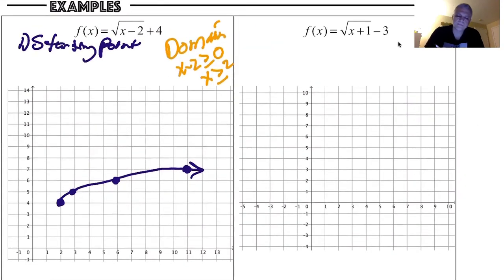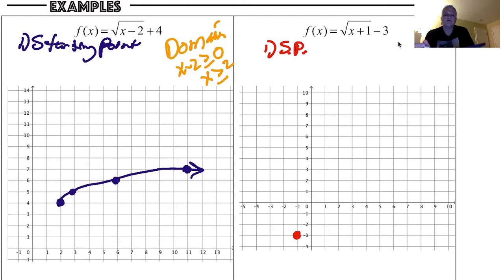All right. Where is my starting point? Step one, starting point. My starting point. There's a +1 inside with the x, which means we're going to go left 1. And there's a -3 outside. Subtracting 3 after the radical, that's going to go down 3. So we're going to go left 1, down 3.